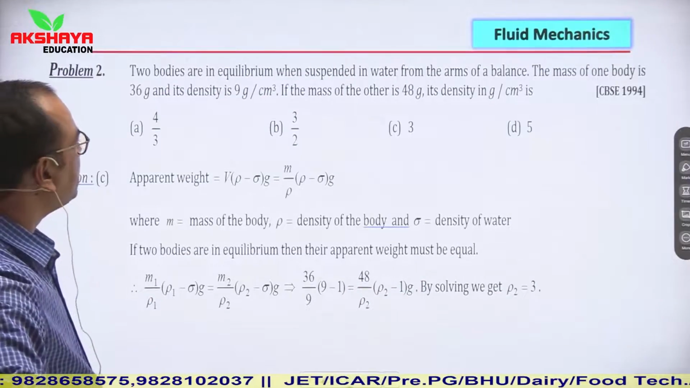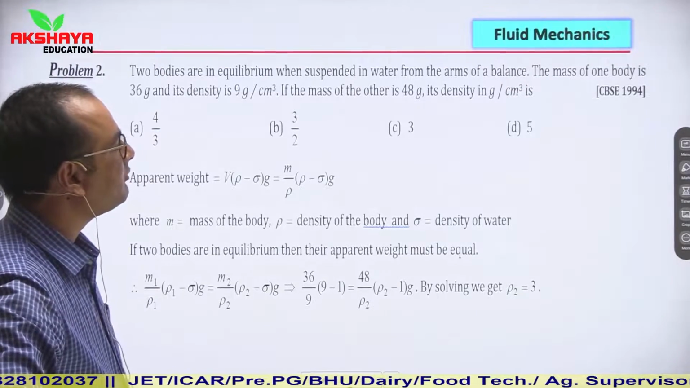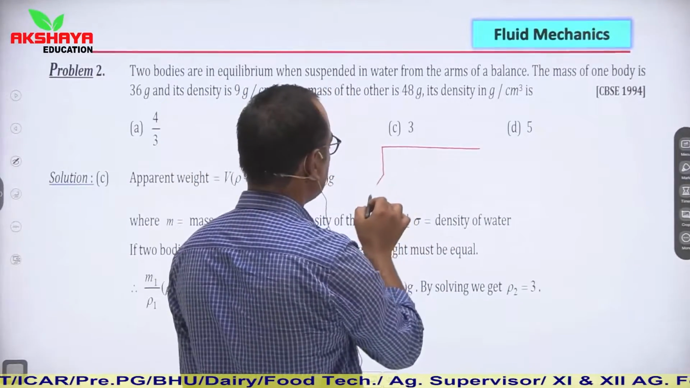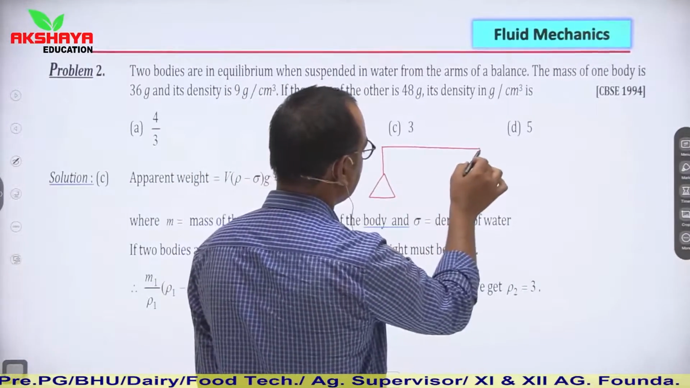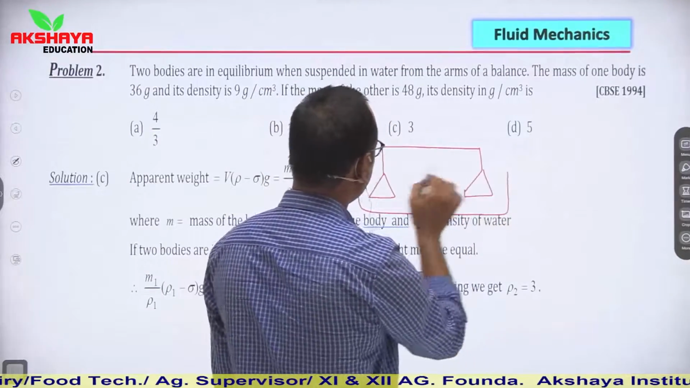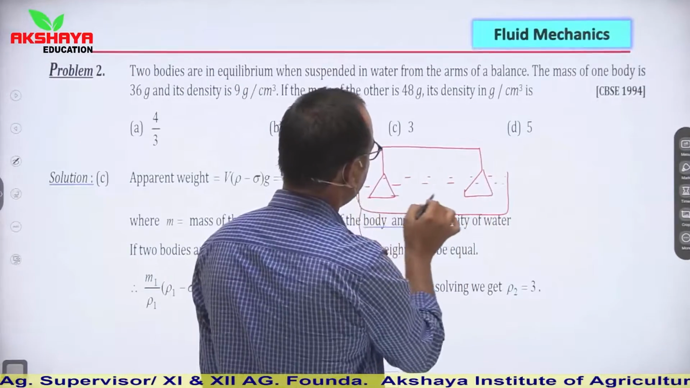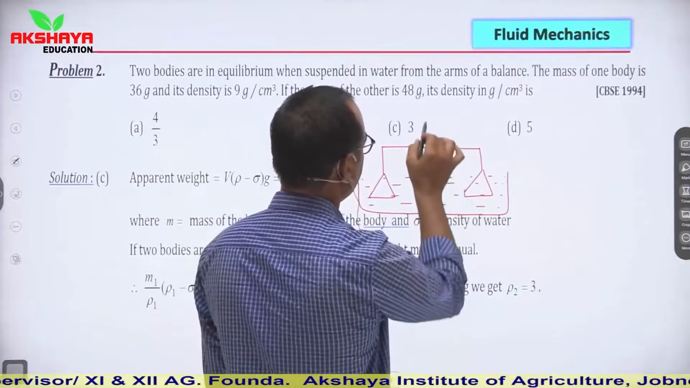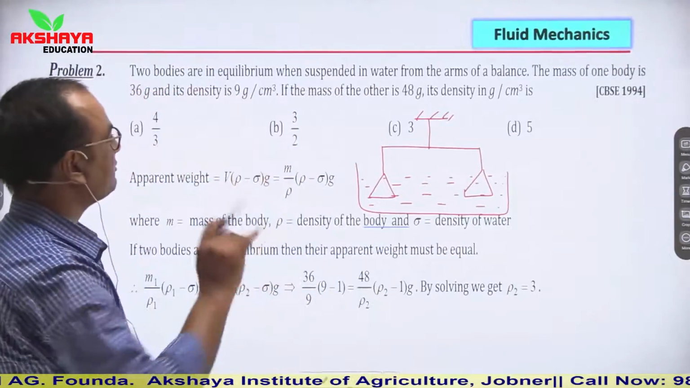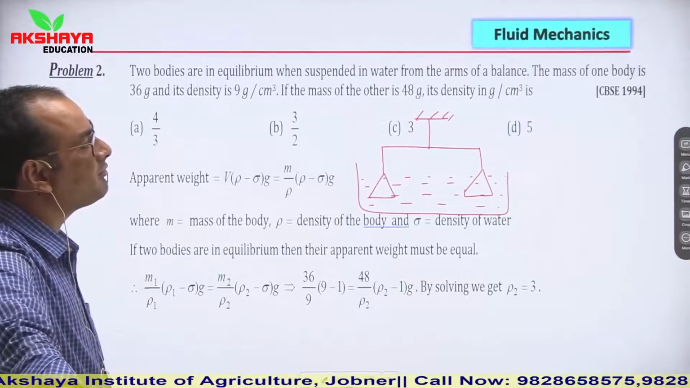Now let us discuss the next pattern of question. Two bodies are in equilibrium when suspended in water from the arms of a balance. This is an arm balance, and two bodies are suspended in a liquid, let us say like this way. This is a container in which liquid is filled. So these bodies are suspended like this. Let us say this is the concept which is given in the question.